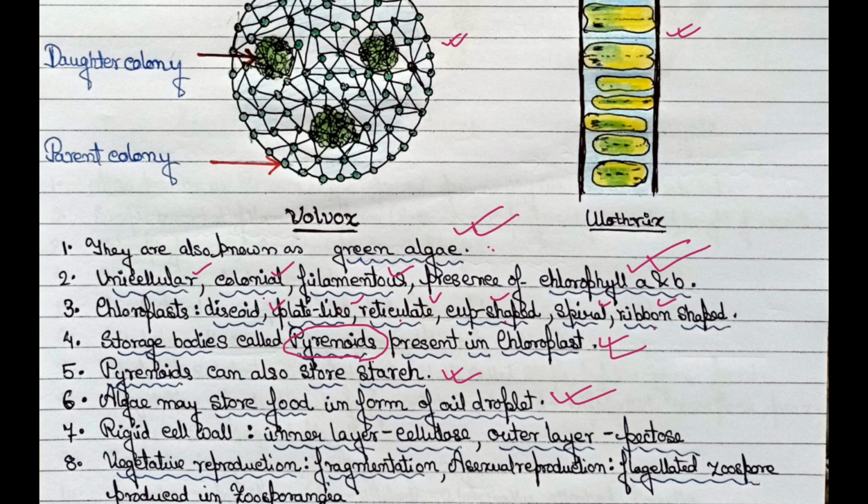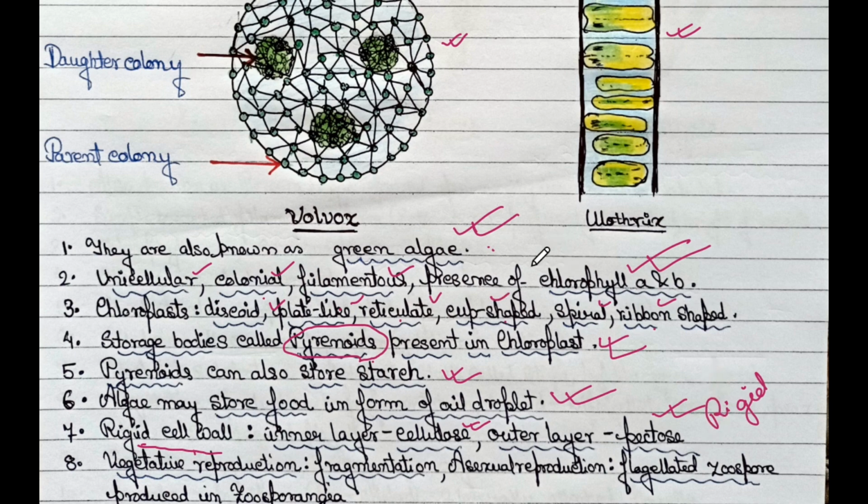Okay. Now, it has a rigid cell wall, where the inner layer is made up of cellulose and the outer layer is made up of pectose. Inner layer cellulose, outer layer pectose. And a very rigid cell wall.